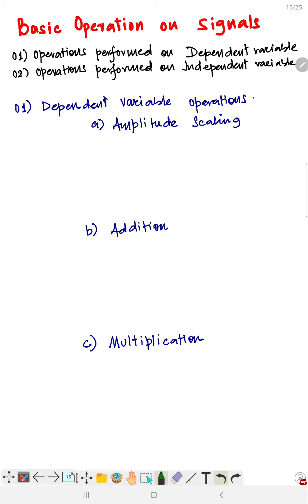Accordingly, there are basically two sets of operations. One is the operations that are performed on the dependent variable, that is amplitude in our case. These are not that important, but there are some operations that are performed on the dependent variable, although their significance is not that much. Then we have a second class of operations that are performed on the independent variable. That is the operations that are performed on the time variable of our mathematical representation of a signal. Now these are important because it's an independent variable. They have a lot of significance.